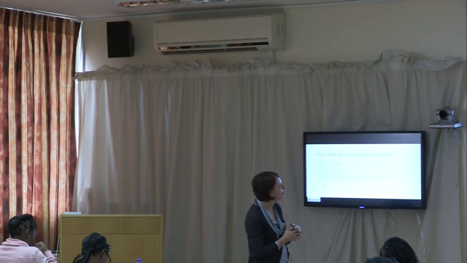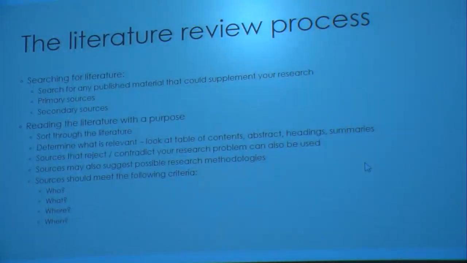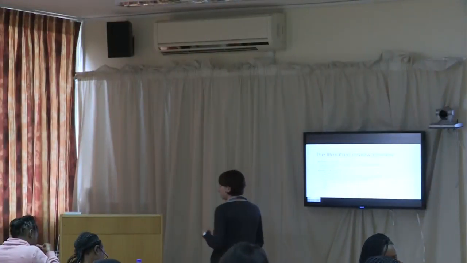Sources should meet the following criteria: the who, what, where and when. You should be able to identify an author from your source. You should be able to identify what they researched, what the research was about, where the research happened, where the population and the sampling were, how that happened, and when, the date on which the research was conducted. So you need sources that can indicate that to you, because that will also be an indication that your source is more relevant and reliable for your research. So also use that when you evaluate your sources.